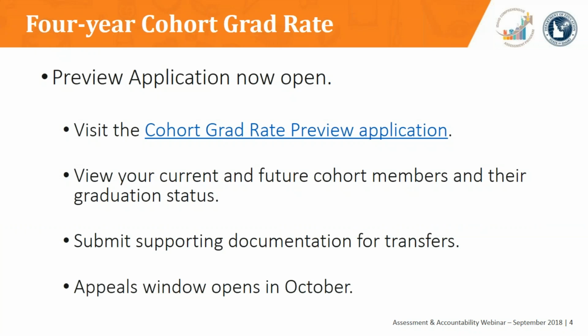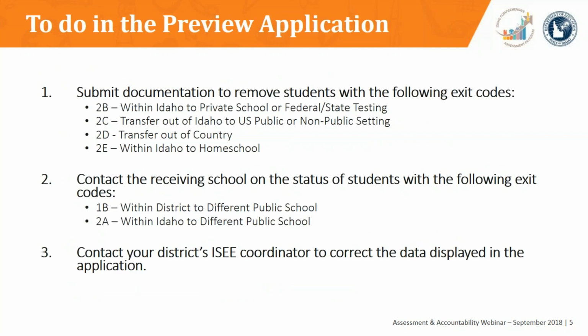Hi everyone, this is Ayeka. We're going to talk about the four-year cohort graduation rate. The preview application is now open, so you can access the site to start viewing your current and future cohort members and their graduation status. There's a link you can click that will take you to the preview application. If you don't have access, please contact your technology director. The site currently displays the 2018, 2019, 2020, and 2021 graduating cohorts. You can also submit supporting documentation within the application for any transfer students. Lastly, the appeals window opens in mid-October, so we'll keep you posted.